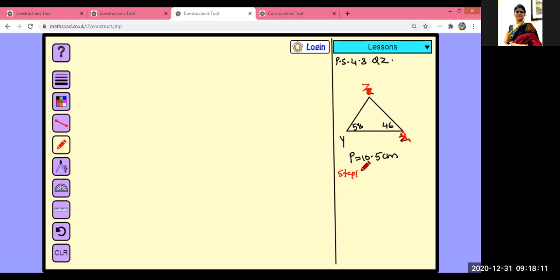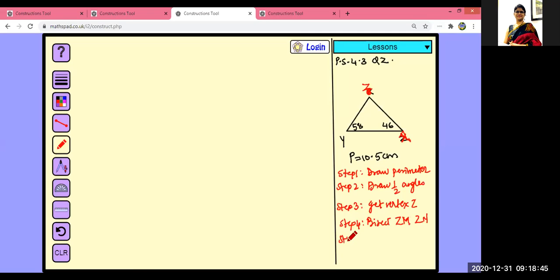Step 1, we will draw the base with that given perimeter. And step 2, we have to draw half angles. And step 3, get the vertex Z. Step 4, once you get the vertex, we need to bisect. So we need to bisect the sides, let's say ZM and ZN. And once we bisect them, step 5, we need to get the other two vertices.